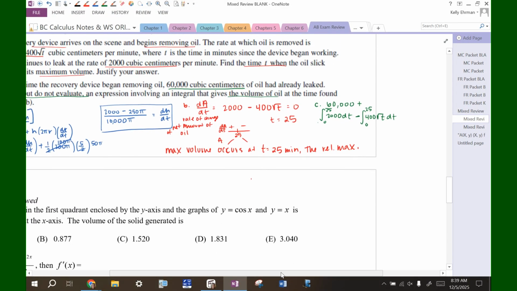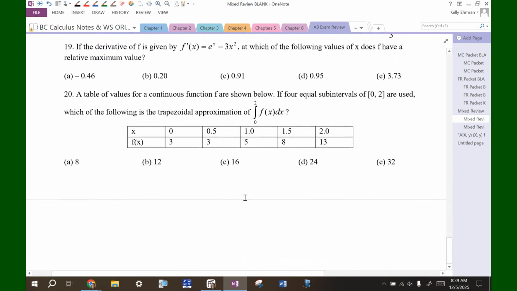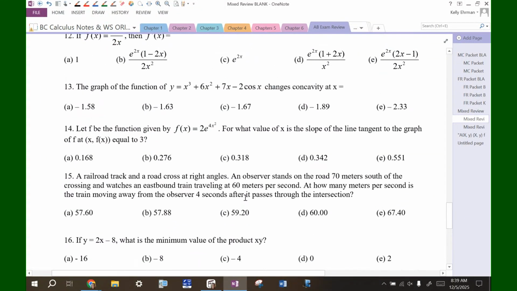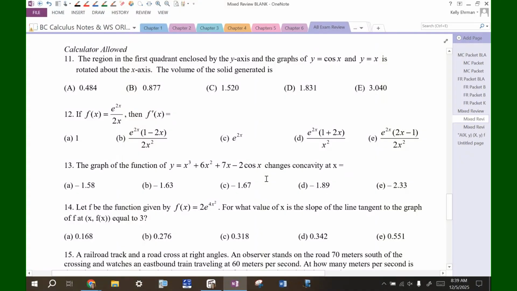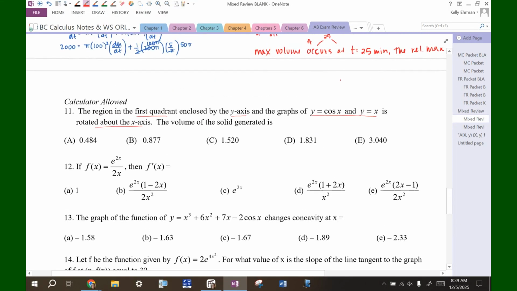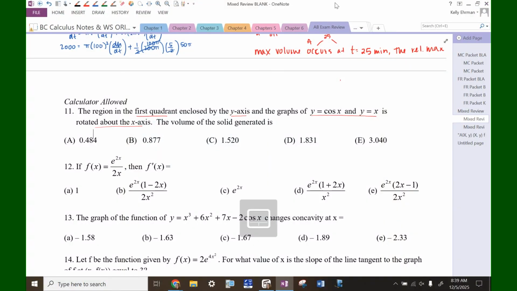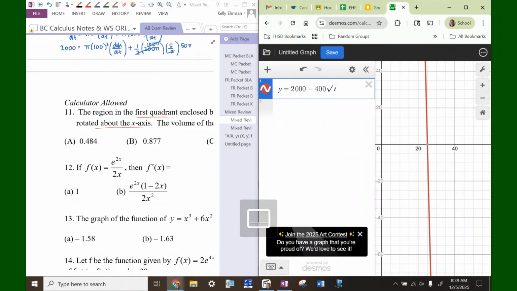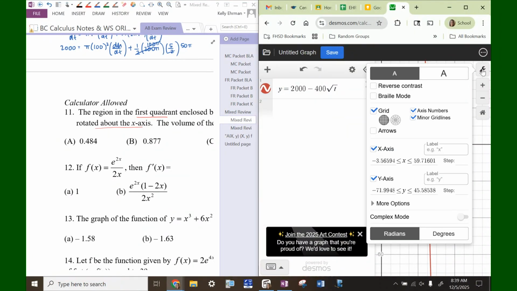All right. This is our last page, and we're back to multiple choice problems. Calculator is allowed, so we'll keep that in mind. The region in the first quadrant enclosed by the y-axis and these graphs is rotated about the x-axis. Find the volume. So we're looking at cosine x and y equals x. Let's go ahead and graph that. I want to make sure I'm in radian mode. Yes.